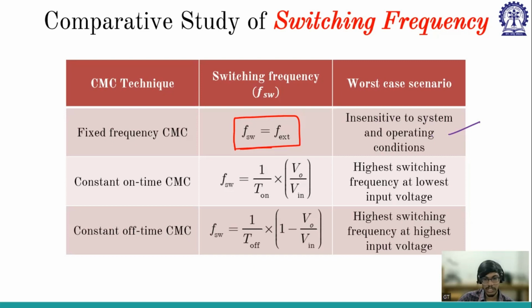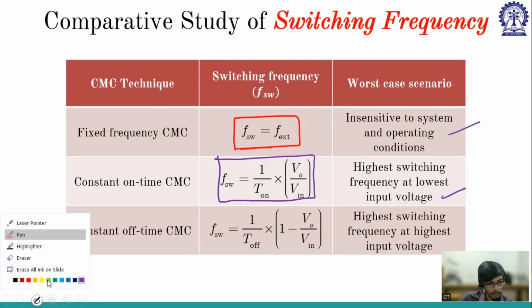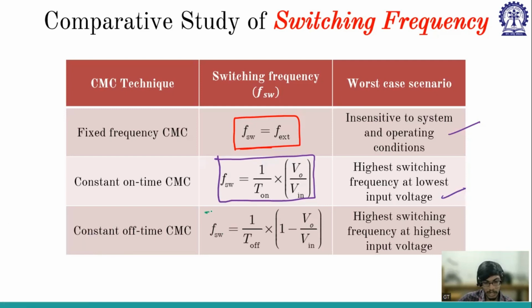Now, the observations are that in fixed frequency, the frequency is constant, because that is what fixed frequency means. So it is insensitive to Vin and output. In constant on time, we have seen that the highest switching frequency happens at the lowest input voltage, and for constant off time, we have observed that switching frequency and input voltage are proportional. So the highest switching frequency will happen at the highest input voltage. So these are the observations and also the mathematical validation.